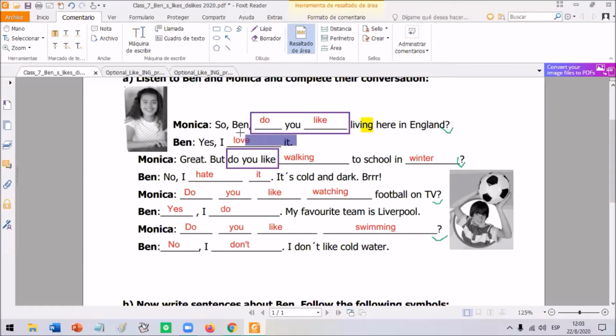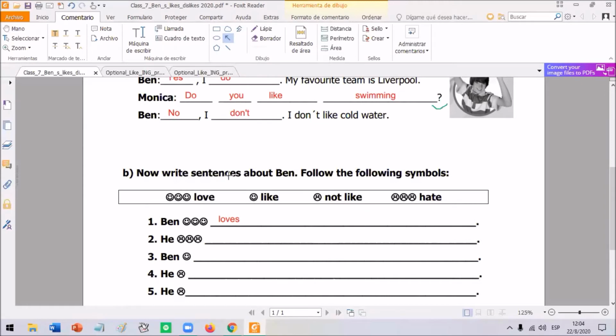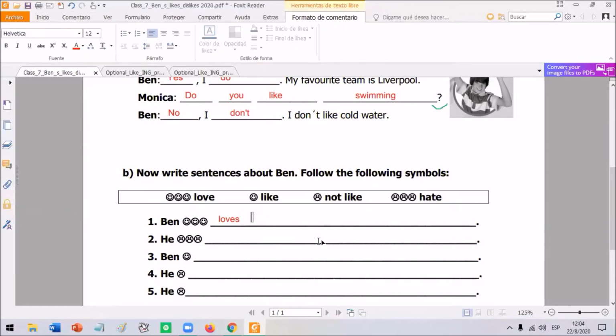Okay, here, look. When Ben answers here, yes, I love it, he is answering that he loves, what thing? What they asked him here. This it refers to the action that was just mentioned, living here in England, the action of living in England, to that he answers that he loves it. Okay, so let's go back to the sentence. Ben loves living in England. All right, he loves it. Ben loves living in England. You copy also the sentence in your folder.